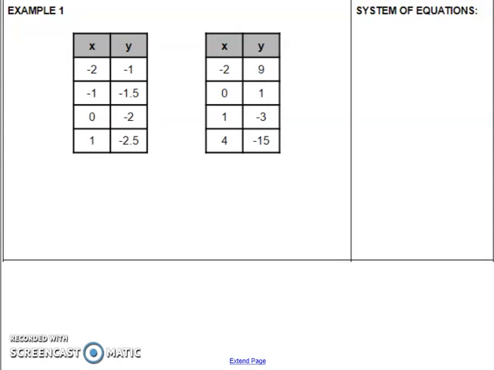All right, ladies and gentlemen, let's look at how we create a system of equations from a set of tables. First I want to organize this. A stuff stays with A, B stuff stays with B. Okay, so I have that.